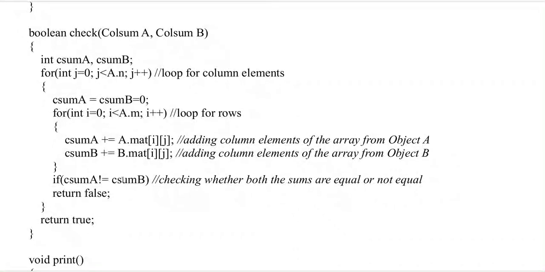At any point, if they are not equal, I'm immediately returning false. No need to stay in the loop. The condition is dissatisfied. If the entire matrix satisfies, both the loops will run, and finally it will return true.